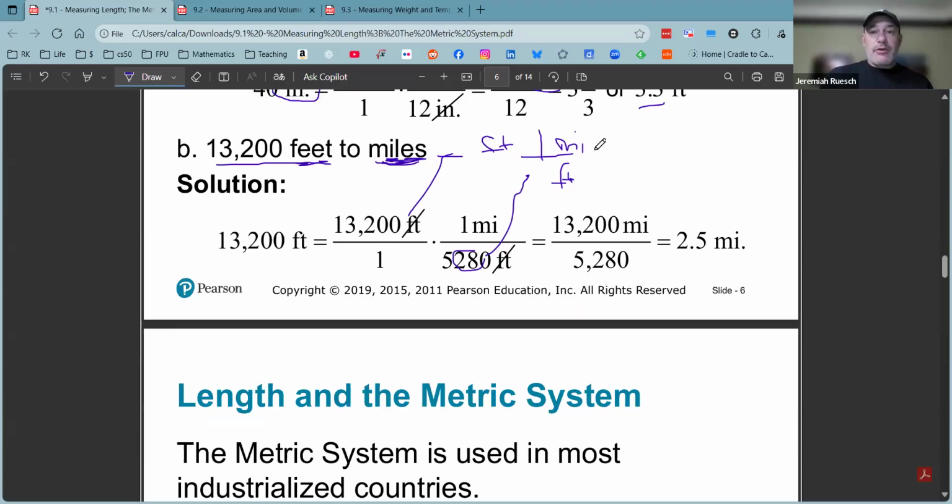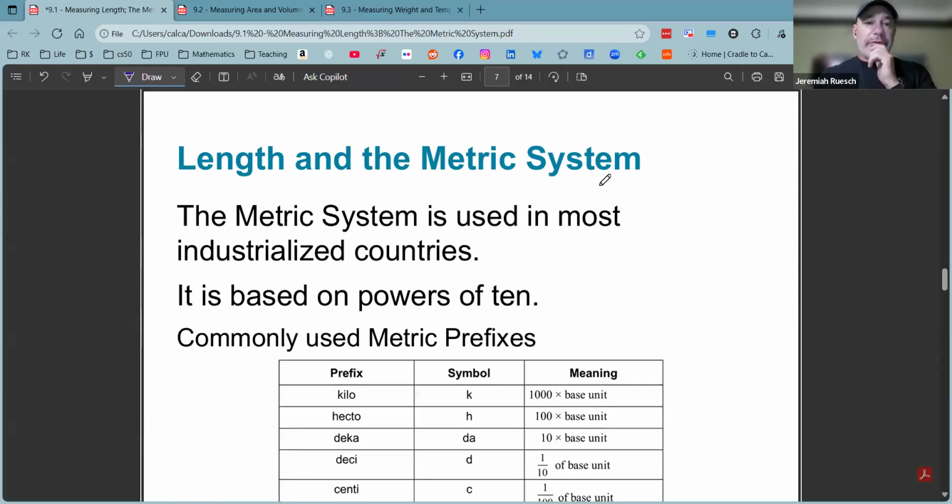Then we multiply those across, and this number we would typically take into a calculator and divide, and you get that it's 2.5 miles. So notice that this really big number in one unit can be very small in another. 13,200 is a huge number, and in miles, it's only 2.5 miles. And again, that speaks to the fact that there are so many feet in a mile.